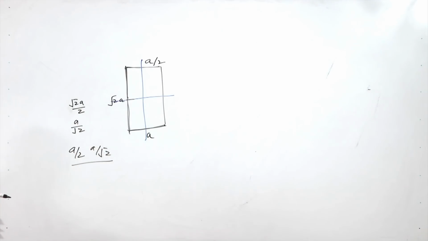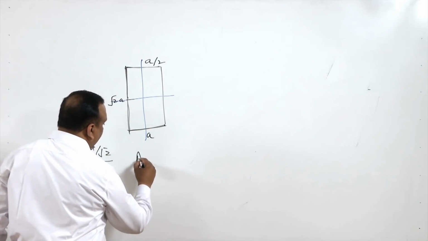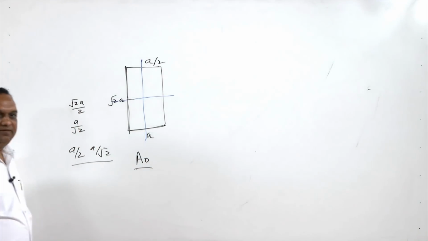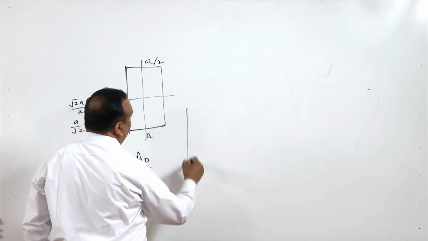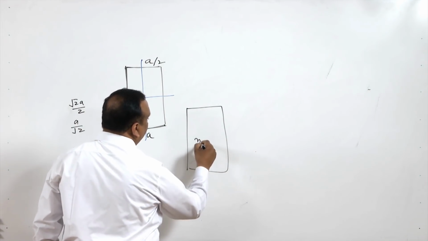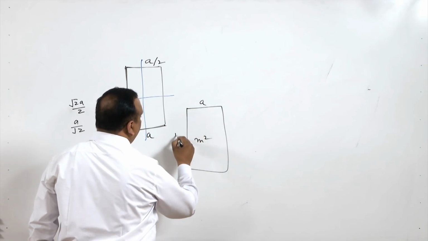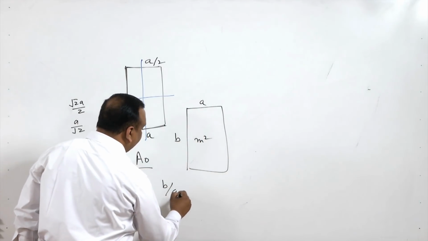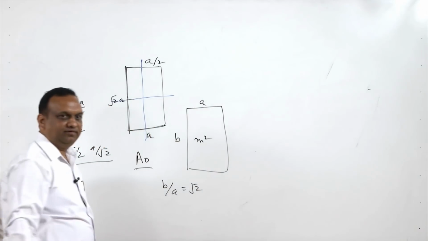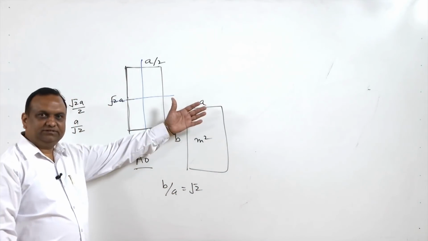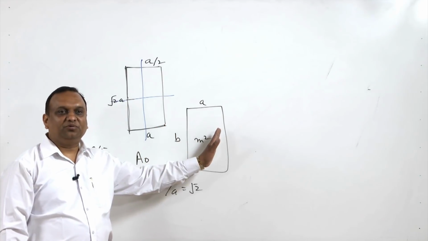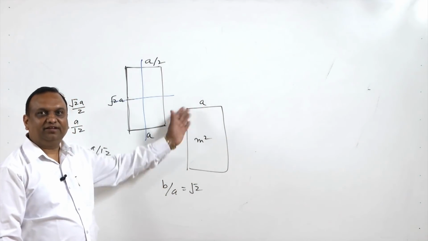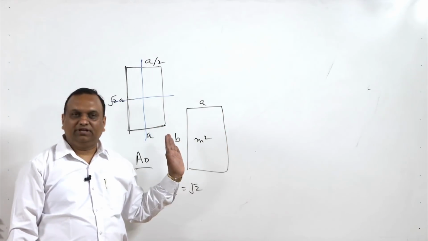And when we say the A0 size of paper, A0 size of paper is that paper which has area 1 meter square, and the ratio of B by A is under root 2. If we fold it once, it becomes A1. If we fold it twice, the size becomes A2. If you fold it 3 times, A3, and then 4 times, then it becomes A4 size.